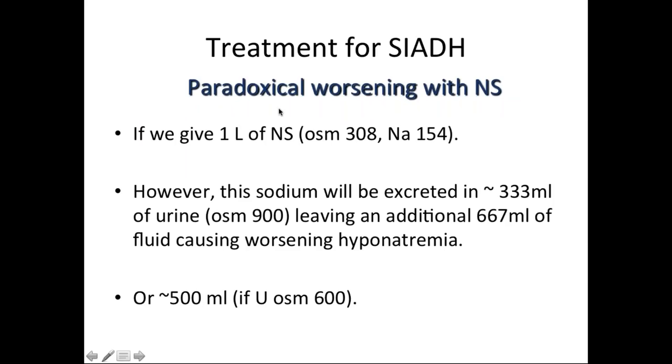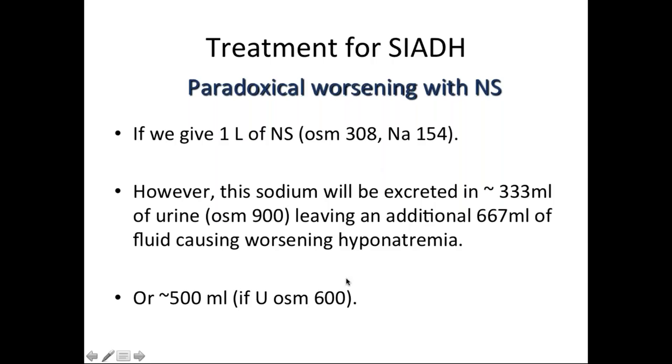So for the treatment of SIADH, you should also be aware that there can be a paradoxical worsening with normal saline. Even though normal saline has an osmolarity of 300 and the sodium in it is 154, what matters is not that this is 154 and the blood sodium is 110 or 120. What matters is how this fluid is coming in and how this fluid is going out. So if the urine osmolarity is 900, the 300 osms that you're giving are going to go out in only 300 ml and the remaining 660 ml are going to be retained in the body.